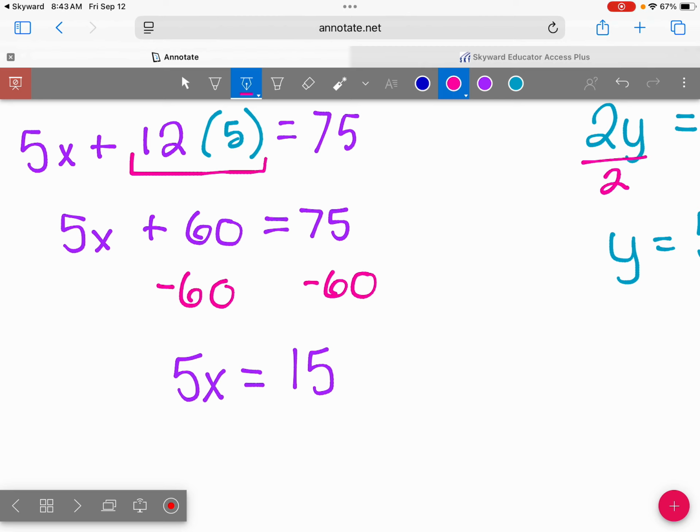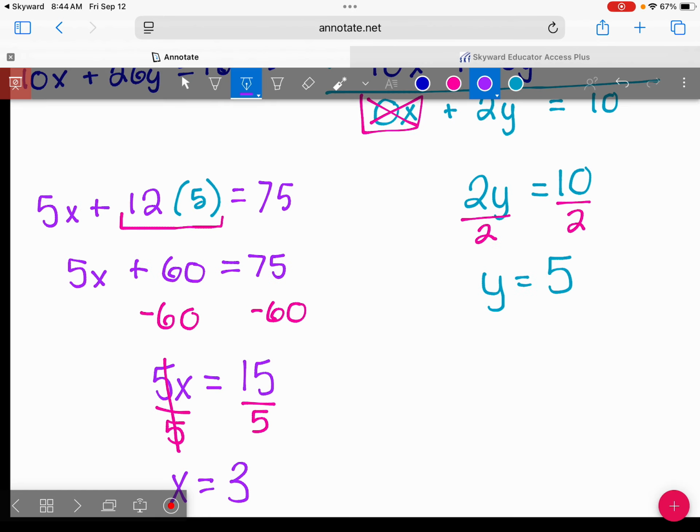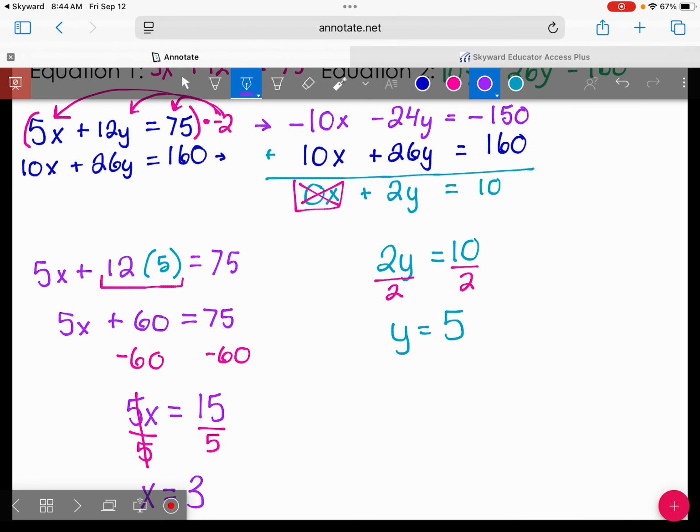Last step. We need to divide by 5. That way these guys cancel out. And we're left with just our x equals 15 divided by 5, which gives us 3. So we know we've got a 3 and we've got a 5.